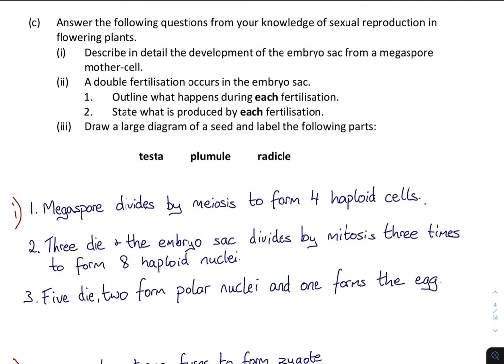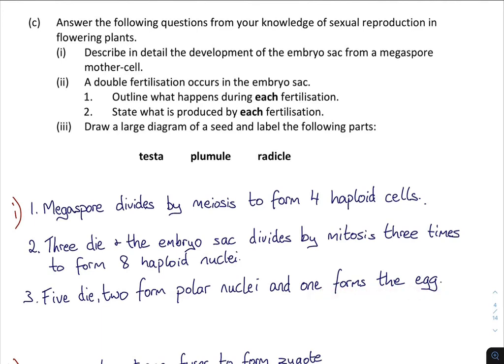Now, out of those 4 haploid cells, 3 of them will die. So you're left with 1 haploid cell. And what happens then is that haploid cell is the embryo sac now. So that's what we call it. That will divide by mitosis 3 times, and it forms 8 haploid nuclei. Remember, if it divides by mitosis, it's maintaining the number of chromosomes produced. So 8 haploid nuclei. And you can draw that out and you'll get 8. Now, out of the 8 haploid nuclei, 5 will die. 2 are going to be classified as the polar nuclei, and 1 as the egg.